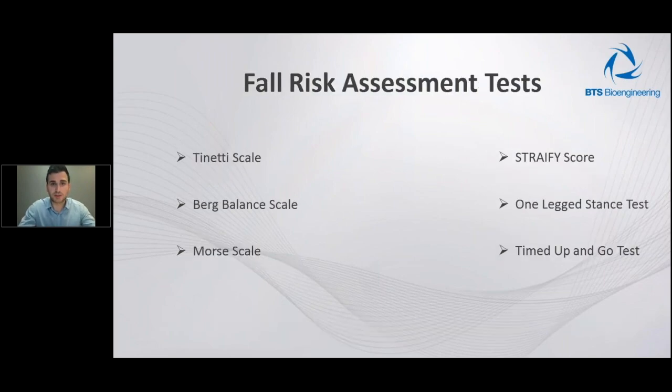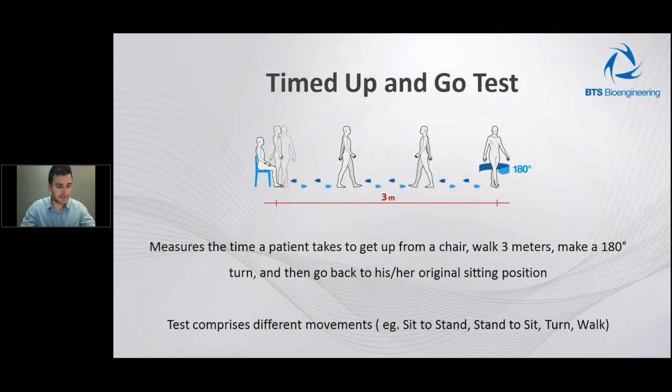The traditional falling risk assessments are questionnaires or scales, for example, the Tinetti scale, Berg balance scale, Moore scale, or others. Another standard test for the falling risk evaluation is the Timed Up and Go test. What is the Timed Up and Go test? The Timed Up and Go is a test which measures, by using a stopwatch, the total time required for the patient to get up from a chair, walk a meter, make a turn, and go back to the original sitting position.